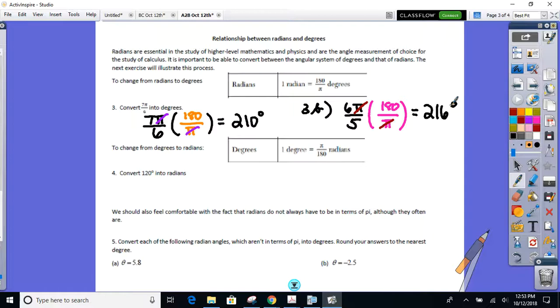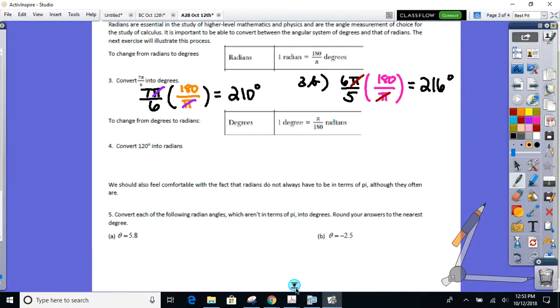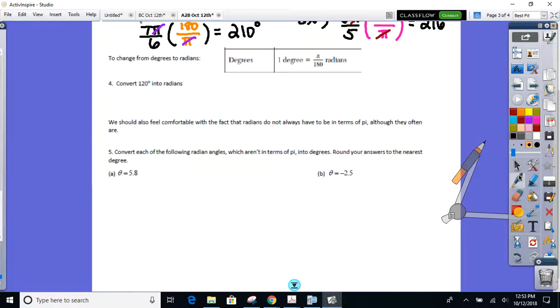Skip down to question number 5 for me, guys. Radians do not always have to come with a pi. It just makes it more exact. Like, did we want to write 6 and change? No, we wanted to write 2 pi. So what if my angle was 5.8 radians, and I want it in degrees?